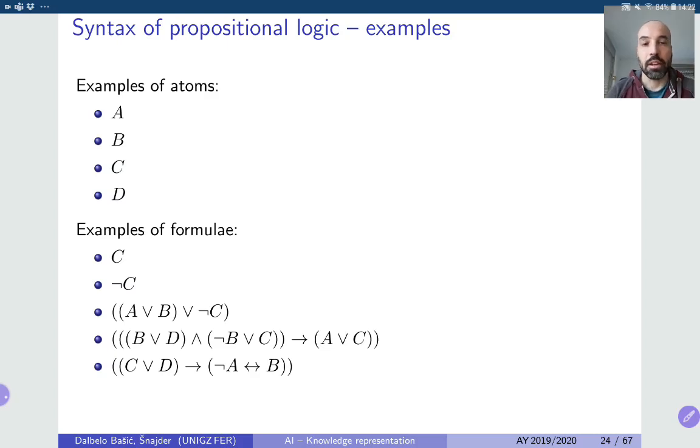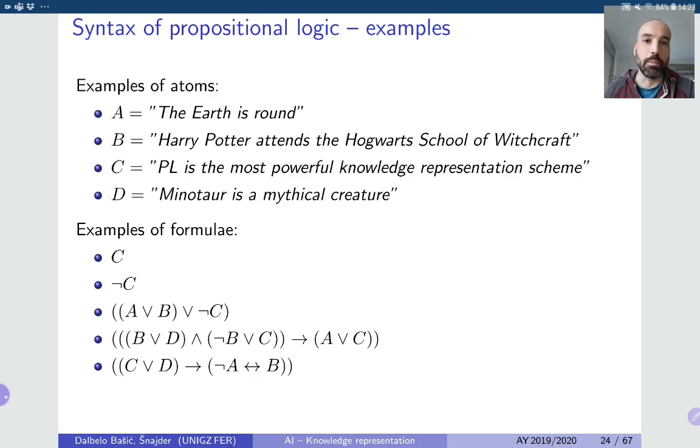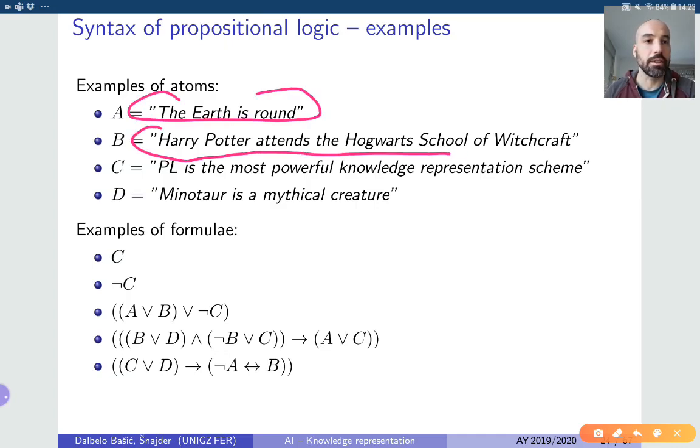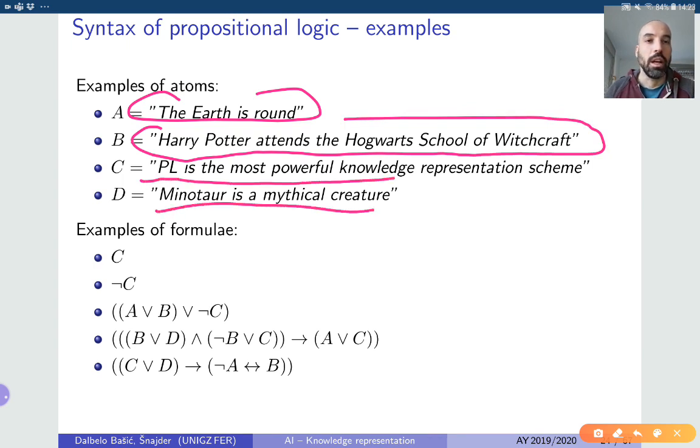Okay, so this is syntax, right? But so far we didn't talk about what these formulas mean, right? And in order to talk about the meaning of formulas, we need to introduce semantics, which is the second component of a formal system. So with semantics, we can maybe talk about A meaning something, like A meaning the earth is round, and B meaning Harry Potter attends the Hogwarts School of Witchcraft, and so forth. Now, the meaning that is associated with the atoms and with the formulas actually comes from semantics, obviously, not syntax.